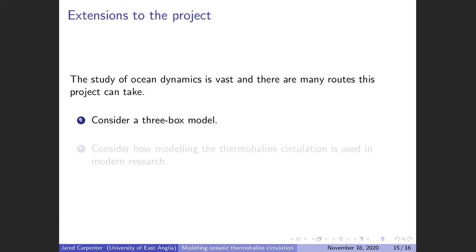It's not too different in terms of the processes, but you do end up with a six-dimensional equation, which I boiled down to four, with a bit of work. And then I managed to solve that one too, just numerically, which was also rather pleasing. But you can then start to consider how modeling the thermohaline circulation is used in more modern research. There are also different ways of modeling these things. For example, we can do a loop model instead of a box model, which is actually rather interesting.